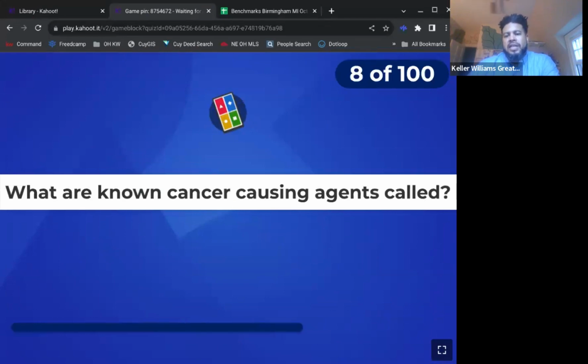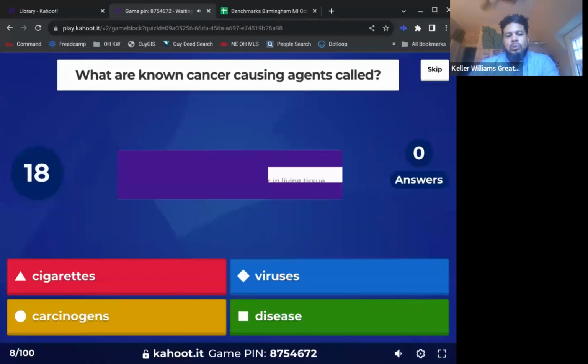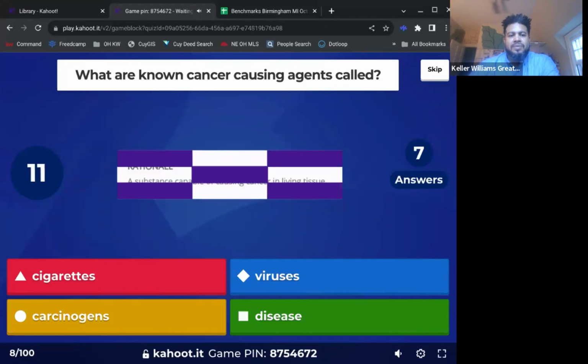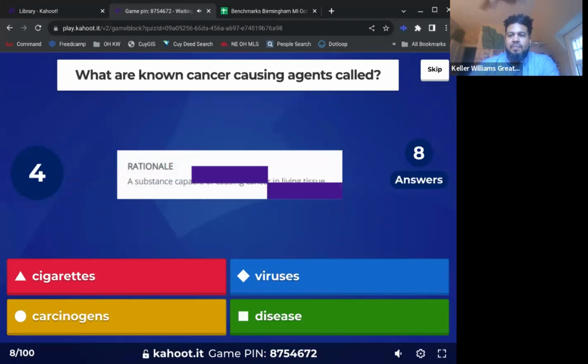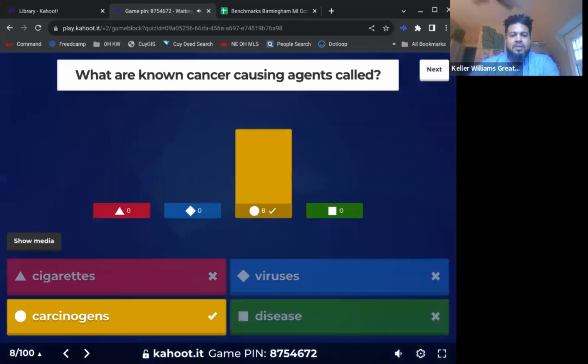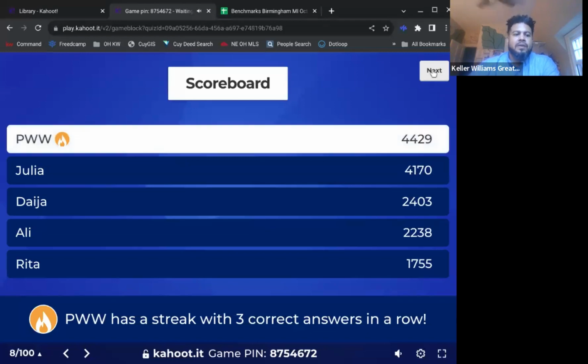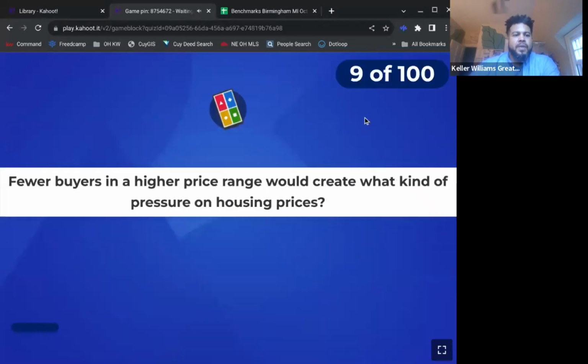What are known cancer-causing agents called? Way to go. Carcinogens. Way to go. All right. Fewer buyers in a higher price range would create what kind of pressure on housing prices?